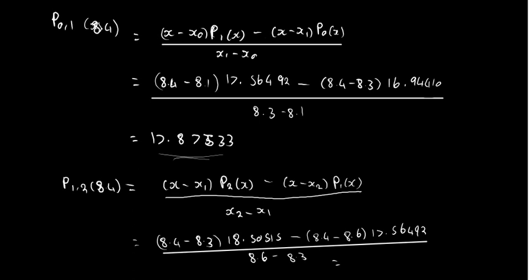It's not either. 0.1 times 18.505, then minus open brackets negative 0.2 times 17.56492, which is then divided by 0.3, which gives me, this is why I got confused, isn't it? That's going to be 17.87833. So we have that over there.